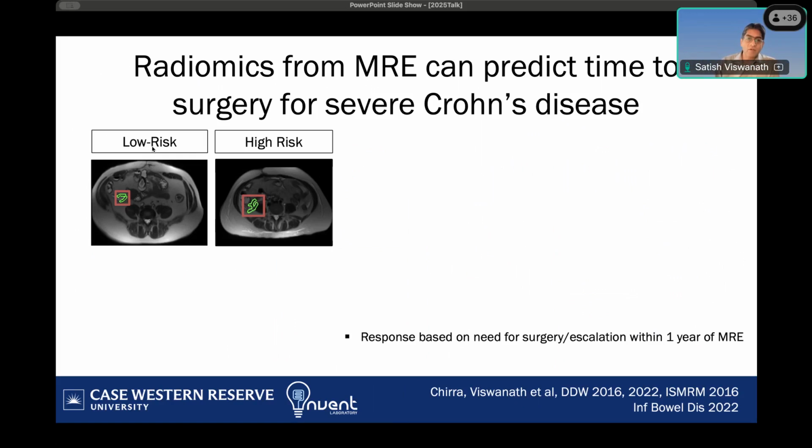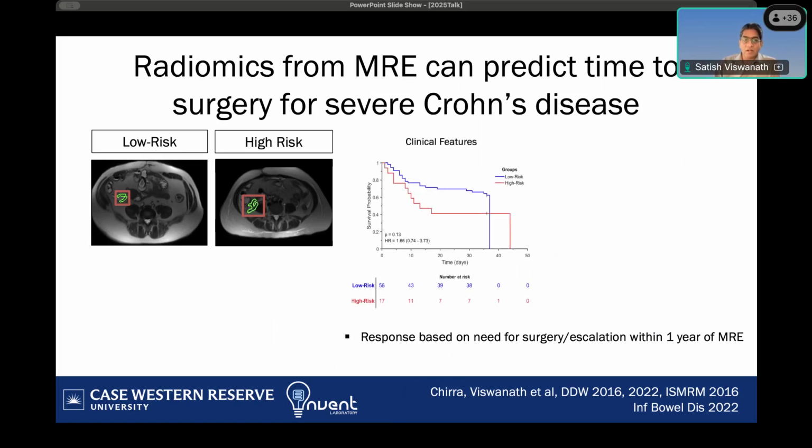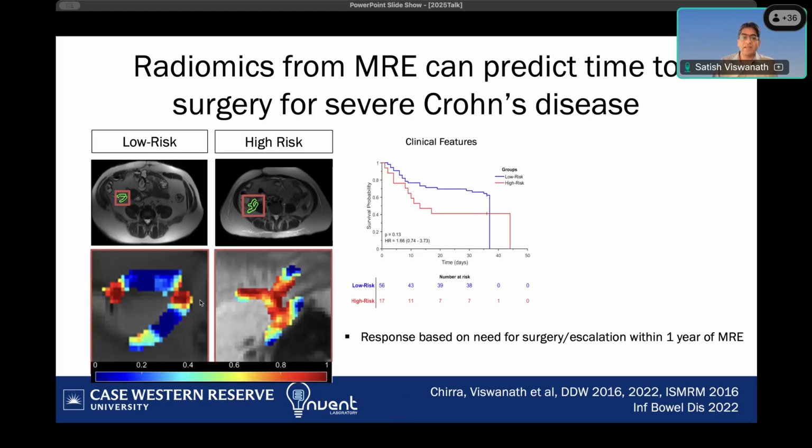What we found was that when we took these patients and looked at their clinical factors, it was very hard to distinguish between the patients who were low and high risk, or the patients who needed surgery versus those who did not. You can see a fair amount of overlap in this Kaplan-Meier curve. But on the other hand, if we look at the radiomic features from these regions, there are very distinct signatures associated with low risk versus high risk. We can see a lot more activity, a lot more heterogeneity in high-risk patients.